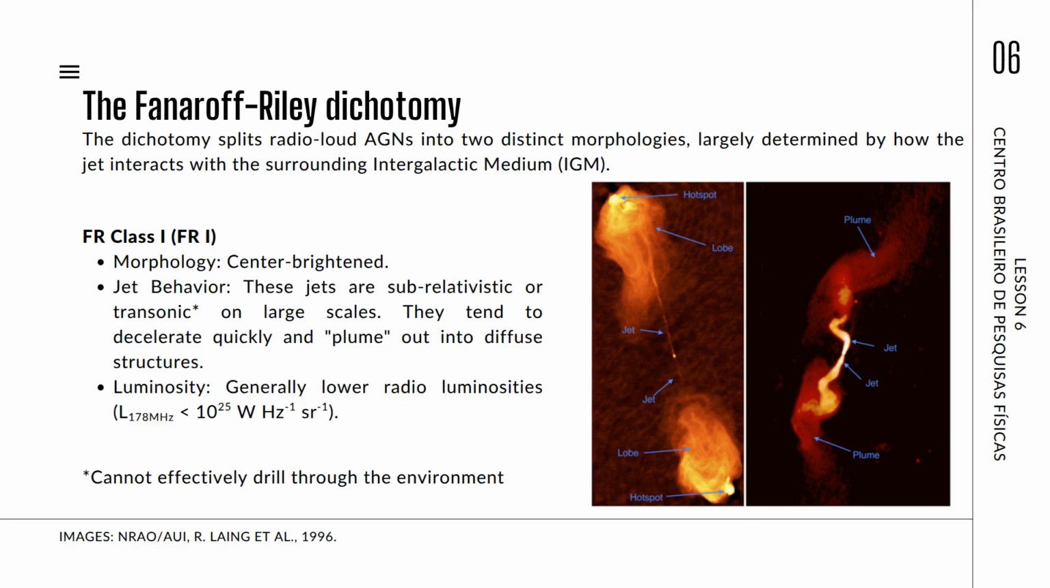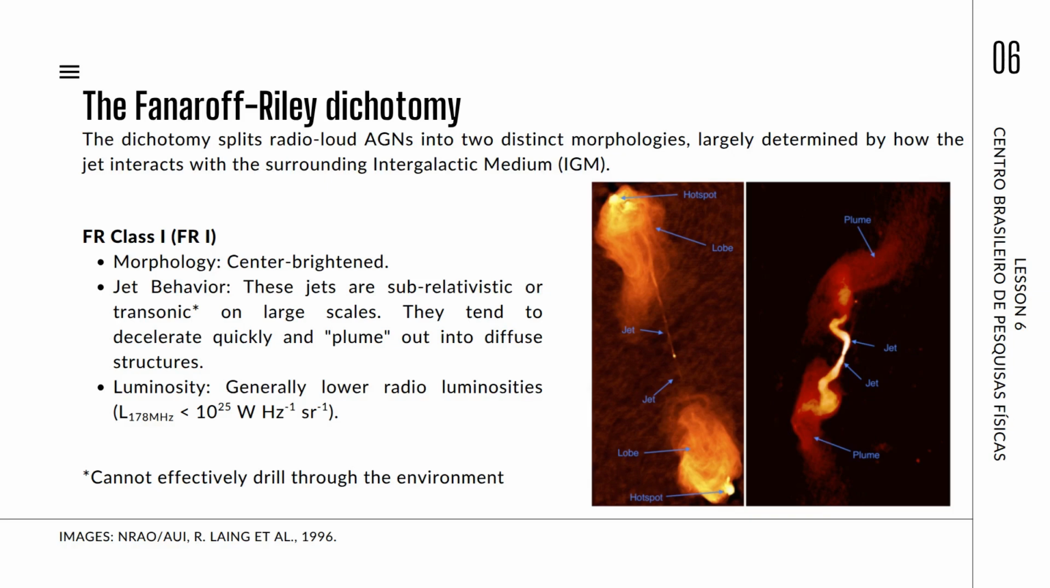Okay, so the typical characteristics of Fanaroff-Riley class 1, this one here. In terms of morphology, they are center brightened. You see that they are brighter here, close to the black hole. The Fanaroff-Riley 2 is the opposite, okay?